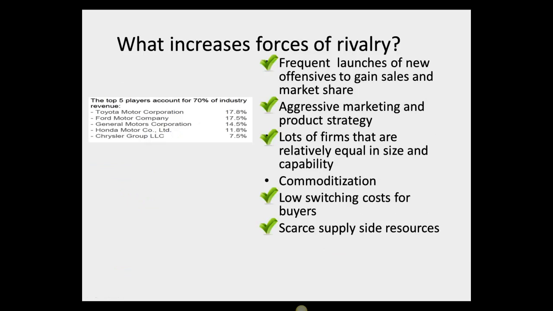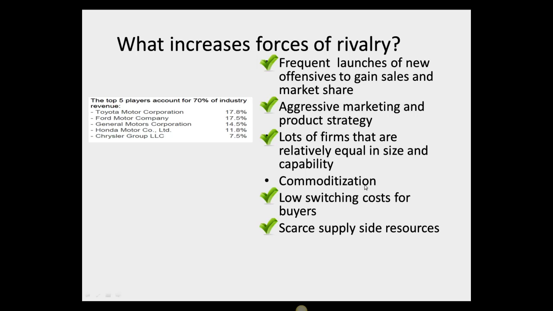Then the third force that we'll look at is the force of rivalry. I think it kind of makes sense that you don't want a lot of rivalry, because then there is going to be, as it mentions here, a lot of new products or new marketing campaigns to gain more sales and market share, and typically that is aggressive. They drop prices, and that's not good because that erodes your profitability.